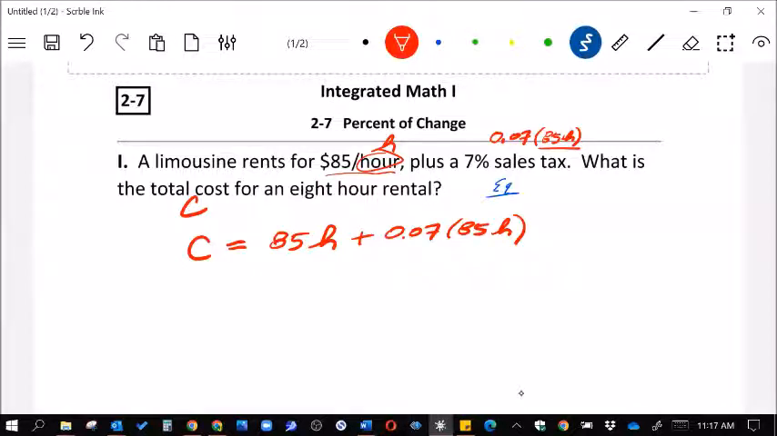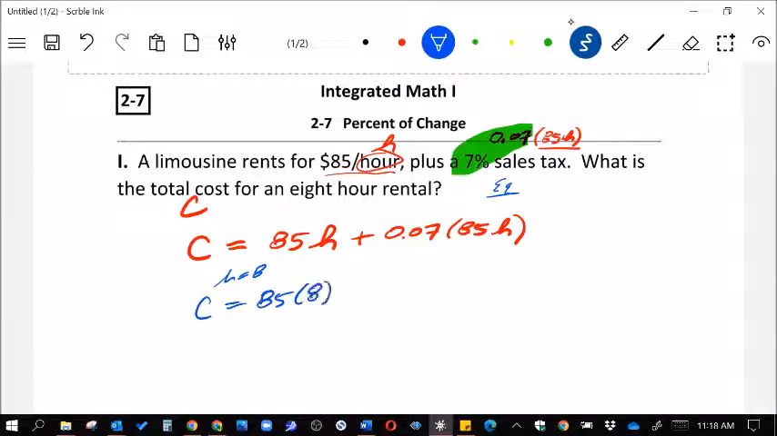Okay. By the way, be really careful to make sure you do remember this about the percents. If you forget to do the decimal thing, then you end up with wrong answers. So always remember, you can't use percents when you're doing calculations with any type of equation. All right, so we've gotten this much. Now, we're going to say that H equals 8. And so C is 85 times 8 plus 0.07 times 85 times 8.